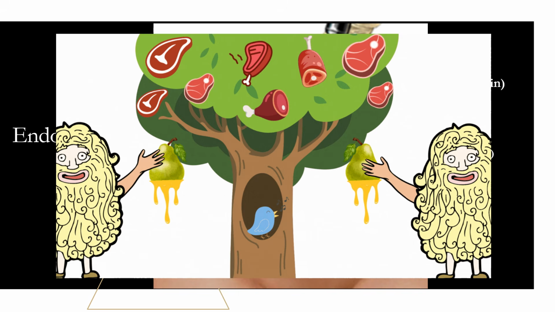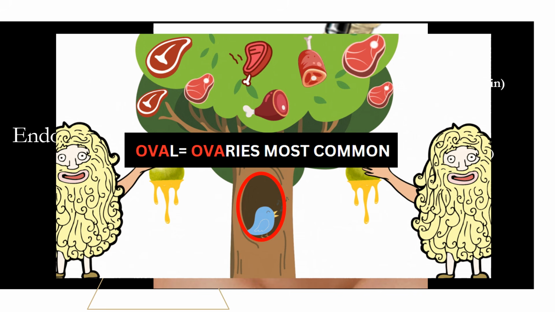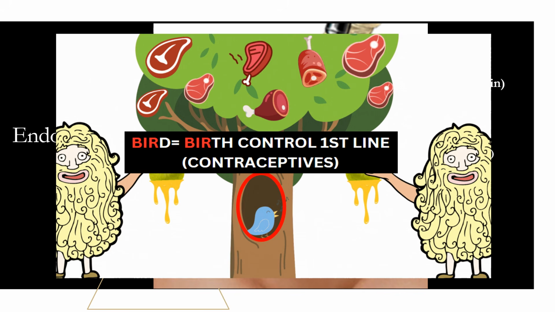Next, on the trunk of the tree, like any cartoon tree you've ever seen before, there's always that little oval hole on the trunk with a bird or squirrel hanging out in it. So on our tree, on the trunk, there's a small oval opening. And oval helps you remember ovaries are the most common area to be affected. And then in that oval, there's a bird hanging out in the hole to help you remember birth control, aka contraceptives, which is the first line meds, birth control.